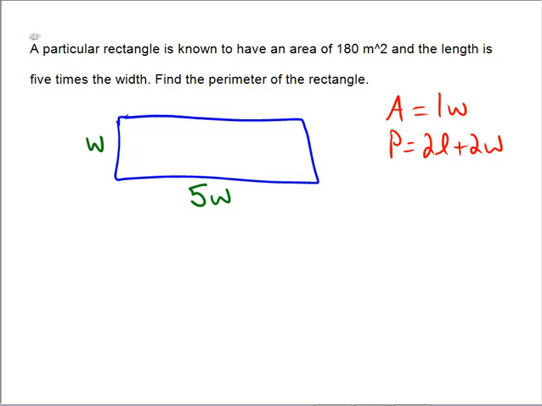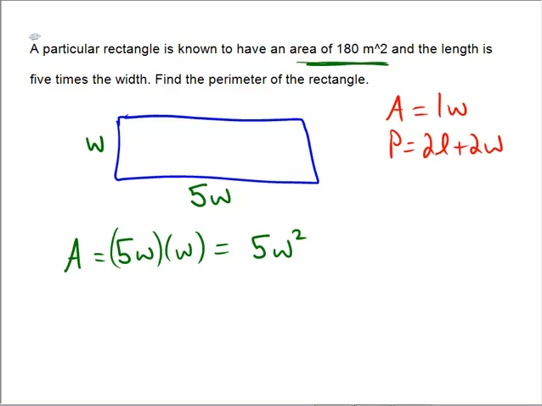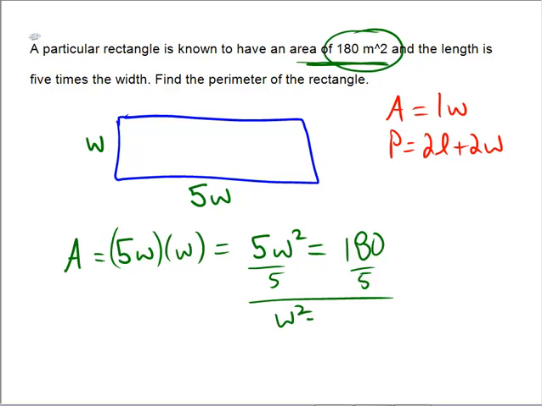This time we were given the area, so I'm going to take an area equation which says length, which is 5w, multiplied by width, which is w, equals 5w squared, and then we'll assume that that equals 180. Divide by 5, get w squared equals 36, then take a square root and realize that w must equal, technically, plus or minus 6, but it is a width, it is a length, so we'll take w equals 6.